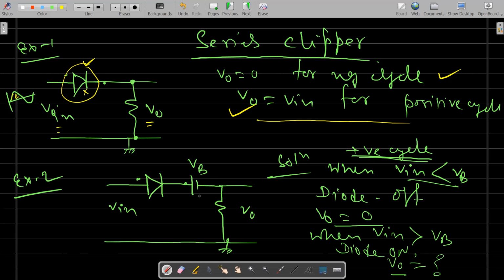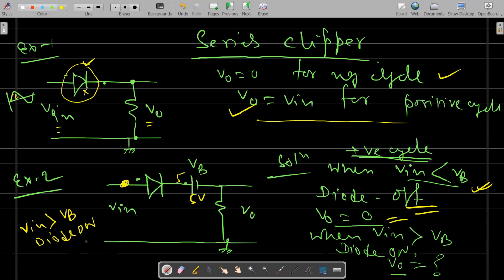Now, similar to the parallel clipper, you can add a bias voltage here, which is connected in series with this diode. The operation will be the same. Now check. The diode will be on when the input voltage, that is the voltage at this point, is greater than VB. Again, for example, we consider VB equal to 5 volt. So the N side of the diode is connected to 5, so you need to apply a voltage at this point which is at least greater than 5 volt. So when V is less than VB, the diode will be off and the output is simply 0. And when V is greater than VB, the diode will be on.